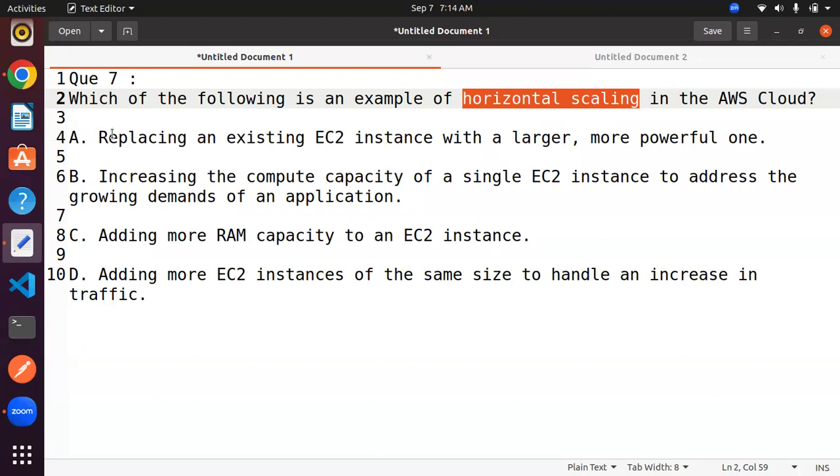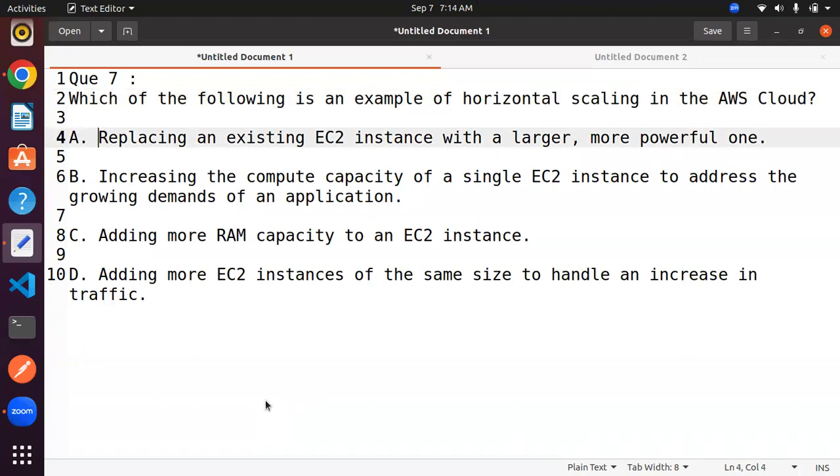Replacing an existing EC2 instance with a larger or more powerful one. This is an example of vertical scaling on EC2. This is not the answer. Increasing the compute capacity of a single EC2 instance means vertical scaling, to address the growing demands of an application. Adding more RAM capacity to an EC2 instance. An EC2 instance is single, no? This is not the answer. This is an example of vertical scaling.